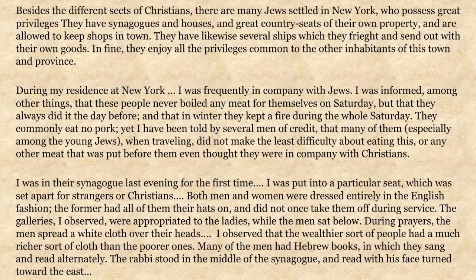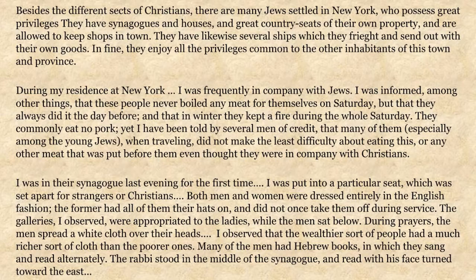I have been told by several men of credit that many of them, especially among the young Jews, when traveling, did not make the least difficulty about eating this or any other meat that was put before them, even though they were in the company with Christians. I was in their synagogue last evening for the first time. I was put into a particular seat, which was set apart for strangers or Christians. Both men and women were dressed entirely in the English fashion. The former had all of them their hats on and did not once take them off during service. The galleries, I observed, were appropriated to the ladies, while the men sat below.